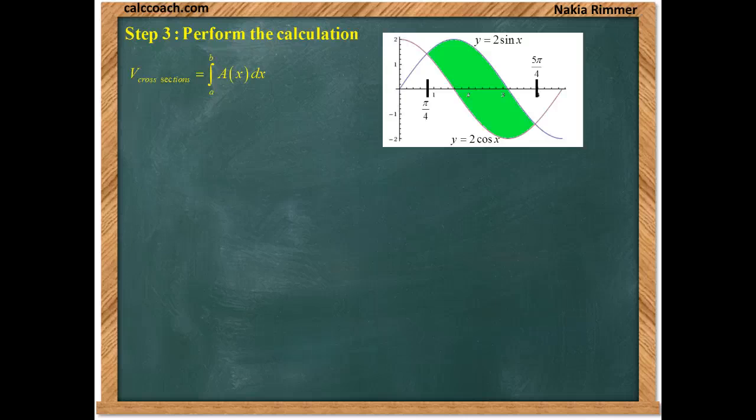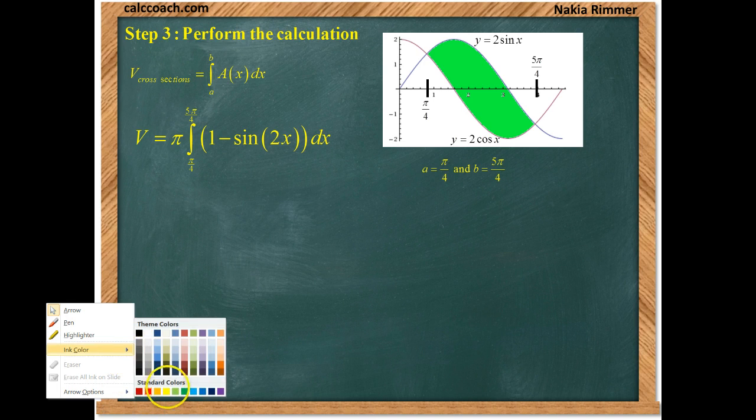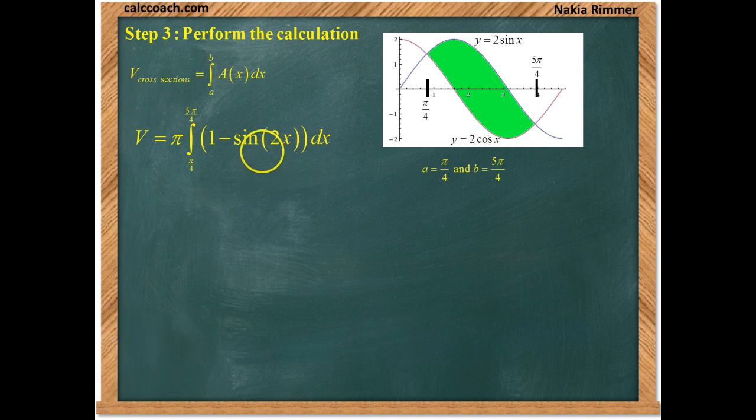Back to the graph, our starting point, of course, is going to be pi over 4, and our ending point is going to be 5 pi over 4. We have the formula from the previous slide, pi times the quantity of 1 minus the sine of twice x. And now we have to find the antiderivative of this and evaluate it at 5 pi over 4 and at pi over 4 and subtract. So, of course, the antiderivative of 1 is x. And we need to figure out what the antiderivative of the sine of twice x is.